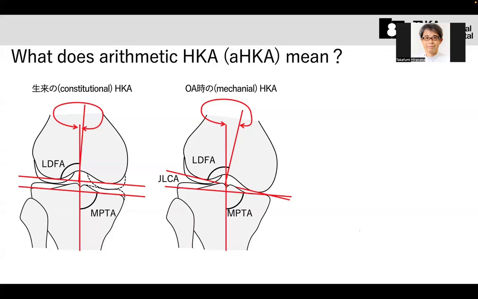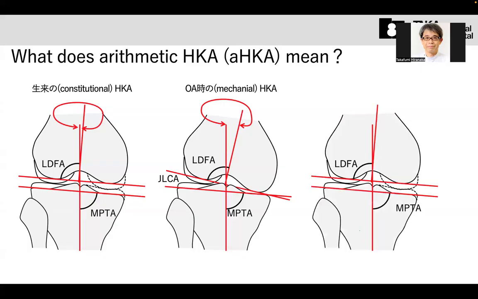So, why is it so important? The first is that we can know the patient's native HKA, the patient's native global alignment. Okay? This is the first one. The second one is that we can estimate whether the JLCA is successfully corrected by an operation, such as UKA or TKA.